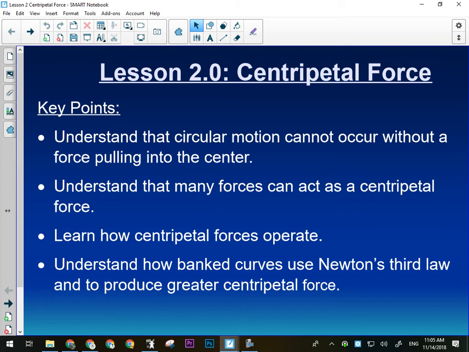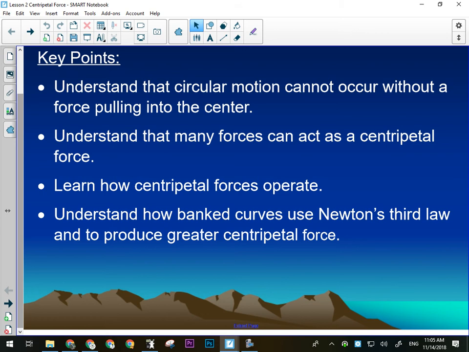Understand that many forces can act as centripetal forces. We've already identified tension, friction, and gravity. There are others. Learn how centripetal forces operate. Basically, they pull things toward the middle of circles, strangely enough, being that they are center-seeking forces. And then understand how banked curves use Newton's third law to produce greater centripetal force.